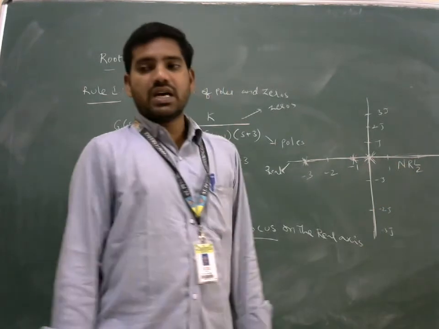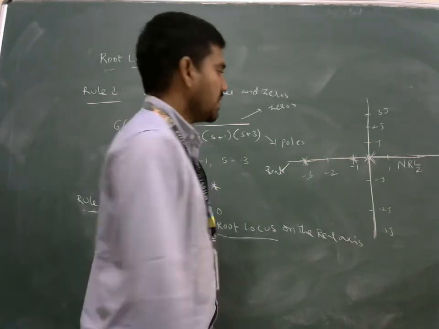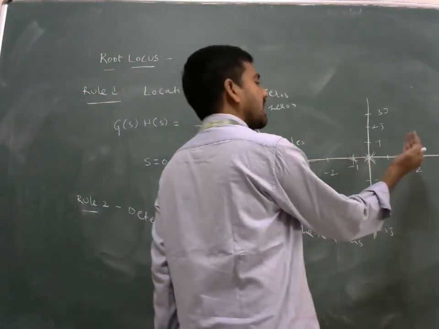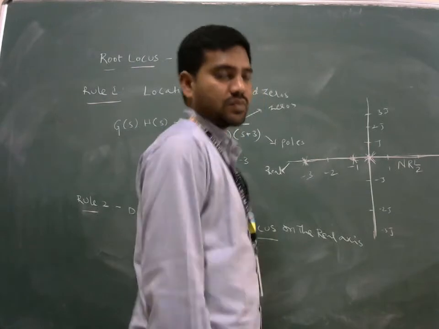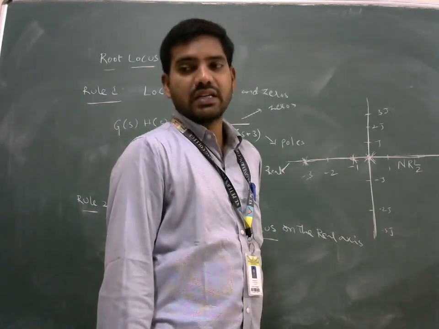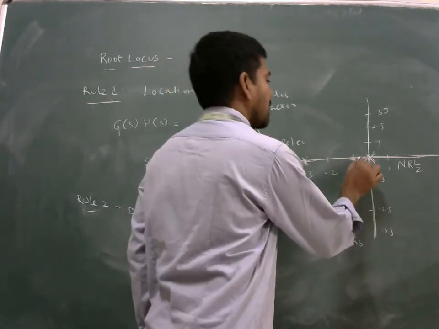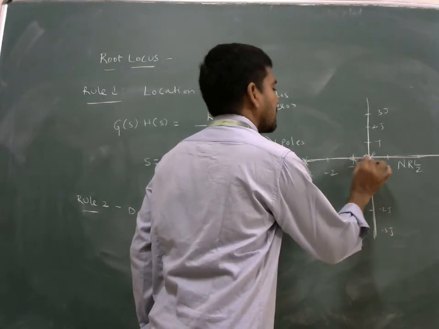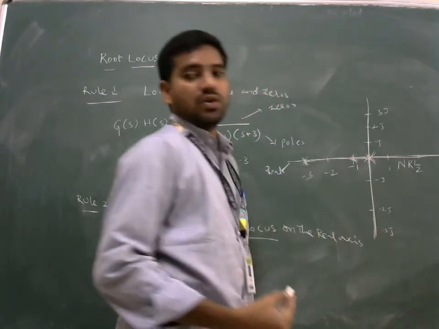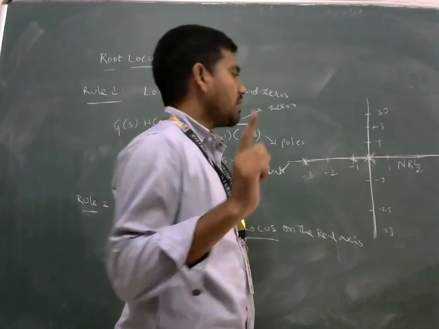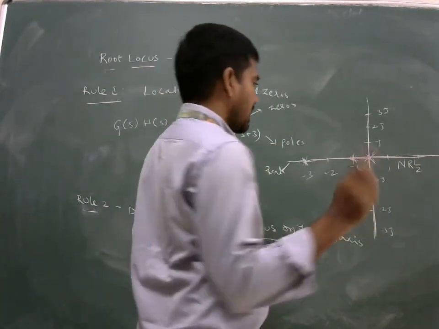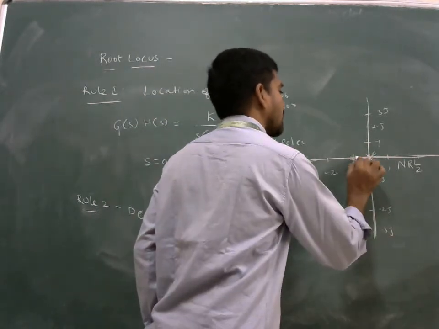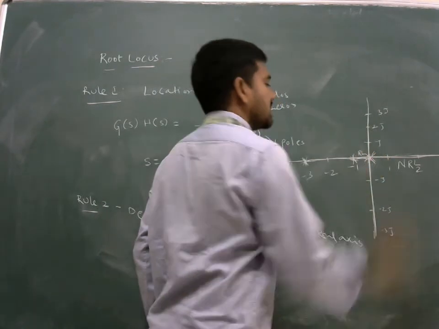Now you consider -1 as your location. Again you consider the left-hand side of -1. How many poles and zeros are there on the left-hand side of -1? You have only one pole, and one is an odd number, so here the root locus will exist.